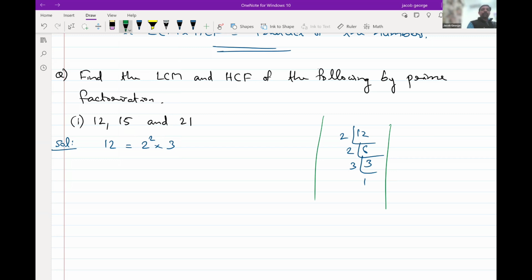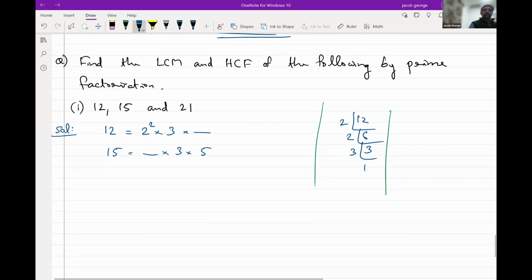Next, we do 15. 15 is direct. What is 15? 3 into 5. So we write 3 here and 5 here, 3 into 5, 15. Next, 21 also we can write directly. 21 is 3 into 7. So 3 we write here, 7 there is no slot, so I move here and arrange it like this, 3 into 7.